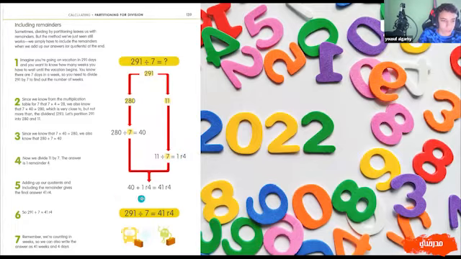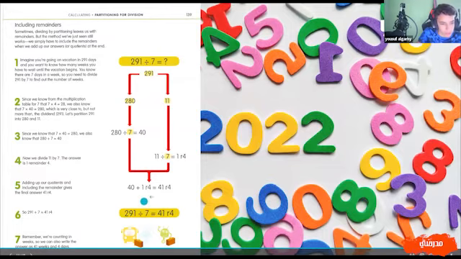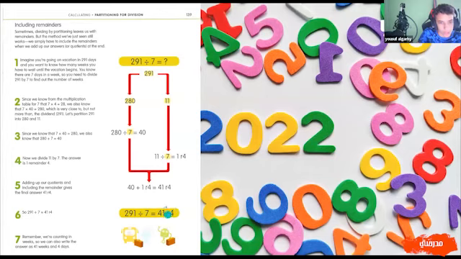So now we have 40 plus 1 with a remainder of 4. And what does 40 plus 1 with a remainder of 4 equal? I know some of you already answered this, but if you don't mind, you can answer it again. Okay. So 40 plus 1 with a remainder of 4 equals 41 with a remainder of 4. So 291 divided by 7 equals 41 with a remainder of 4, which means 41 weeks and 4 days.